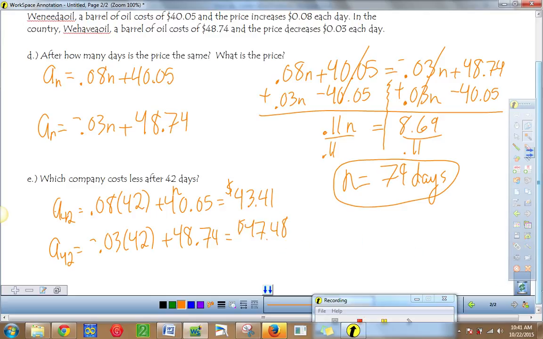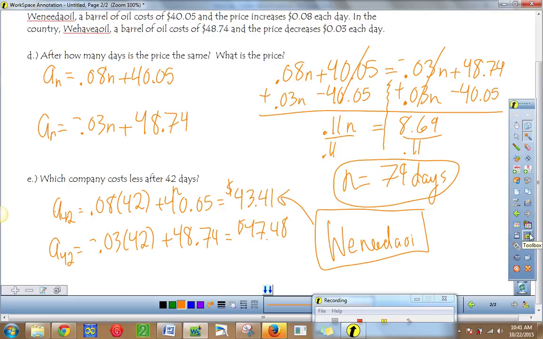So which one's going to cost less? We need oil. Which one costs less initially? We need oil until what point? Until 79 days. You could have figured it out that way, right?